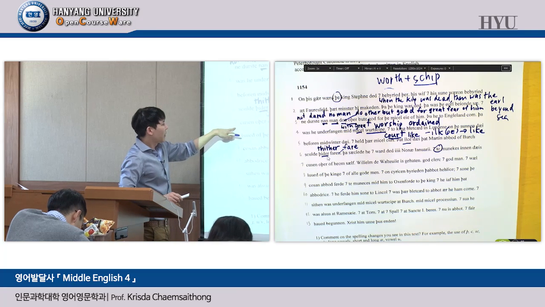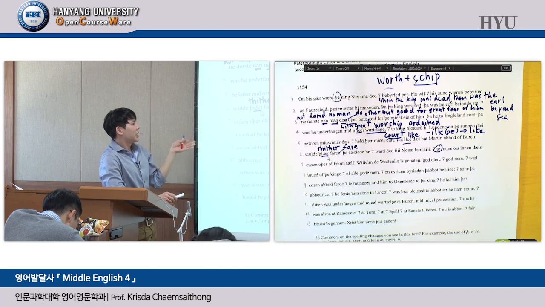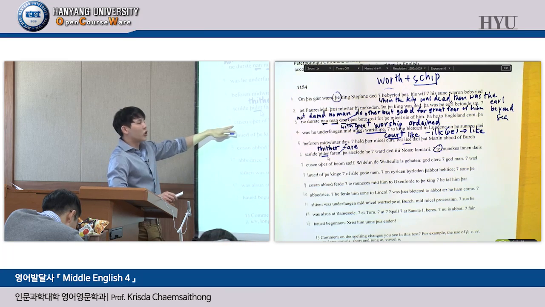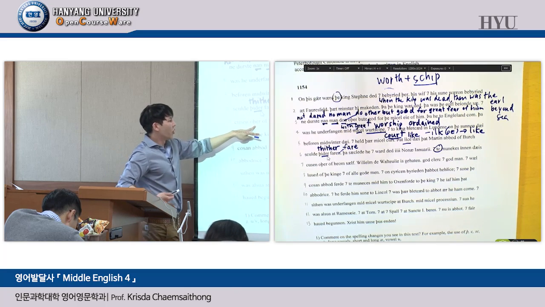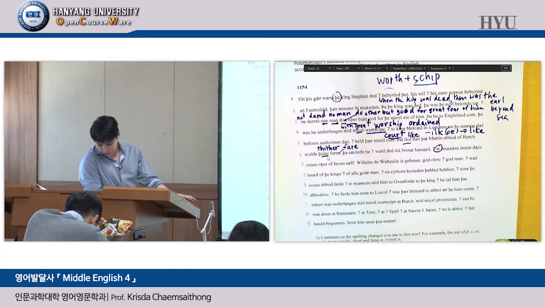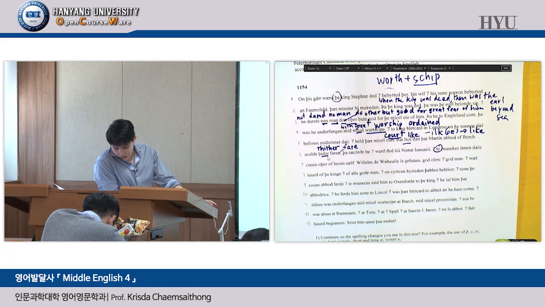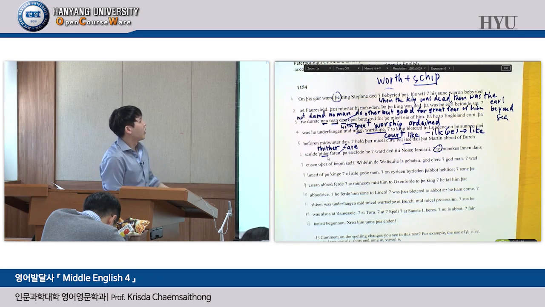Okay, go to line 7. Chosen, right? That's C before it changed to CH, right? From the word chose, chosen, right? So chose over of himself, right? Chose other of themselves.